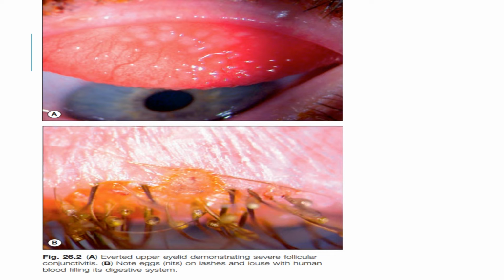This is a picture to show you a patient affected with lice infestation. You can see the eggs on the lashes and the louse with human blood filling its digestive system. In the first picture, picture A, you can actually see the follicular reaction.